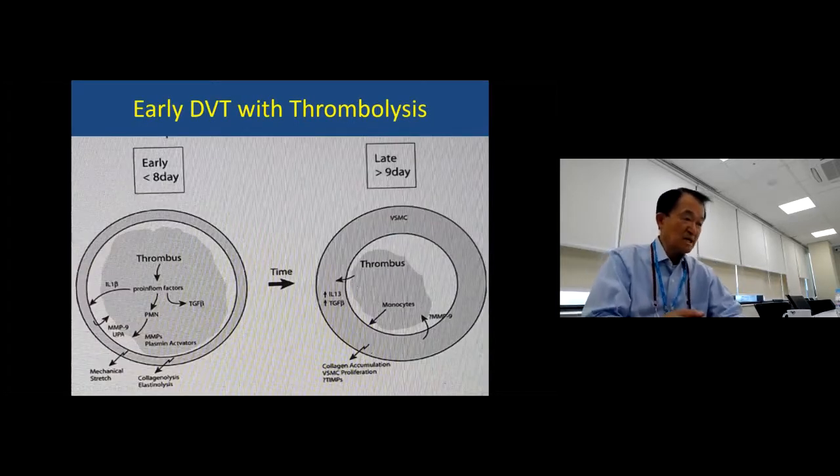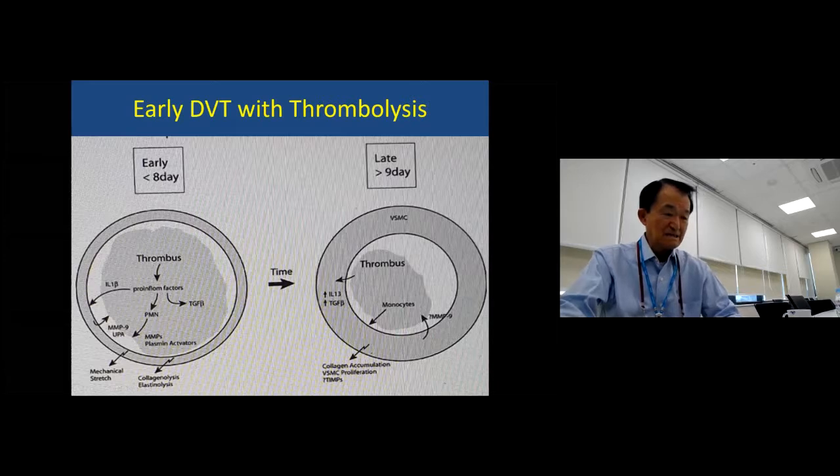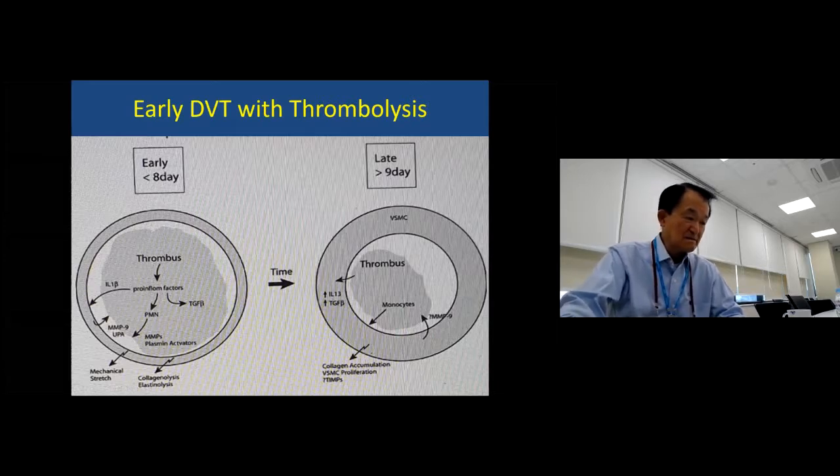So within a week, the thrombus is mainly polymorphonuclear cells and some growth factor and some cytokine here. Later, after a week, monocytes usually, and certainly some cytokine IL-13, and certainly collagen accumulated.